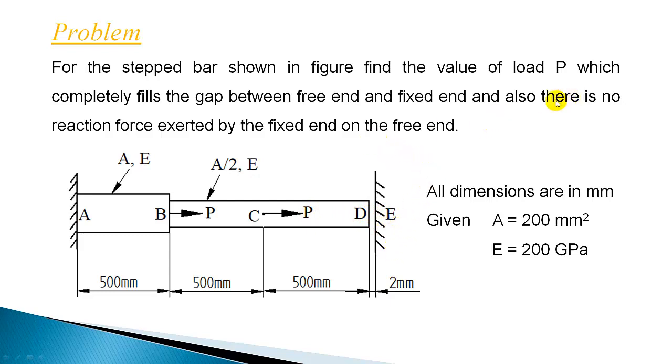Alternately, instead of giving all this, no reaction force exerted by the fixed end, you may be asked the minimum amount of force required to just fill the gap. So we know the elongation of this composite bar. It should elongate by 2 mm. So what is the amount of P required to just produce an elongation of 2 mm? That is what we need to calculate. Now let us find out the forces in the various sections.